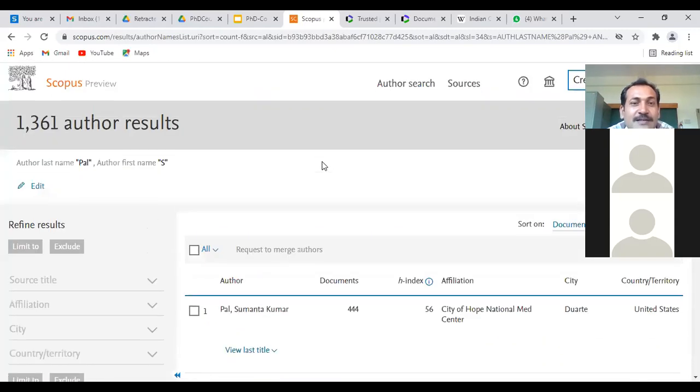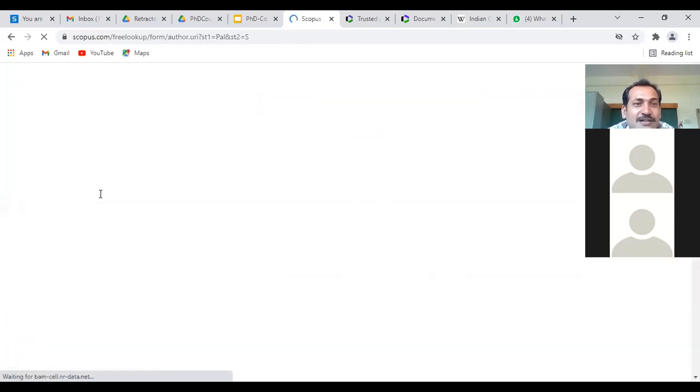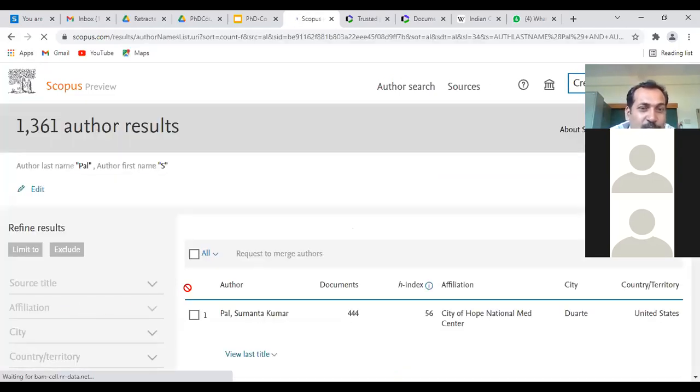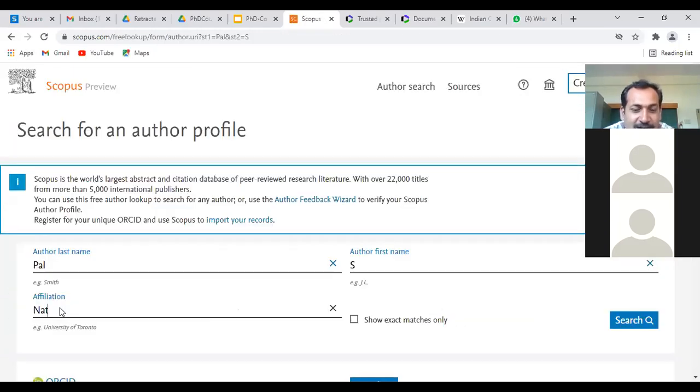Either it will be searched like this, or I will go back and edit the search. Since there are so many results, I can put some initials also. So like this, we can do the searches. We can also put the name of the institution, for example if the author is from the NCL or National Chemical Laboratory.